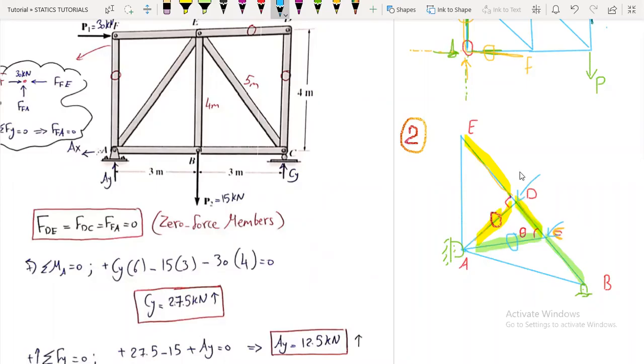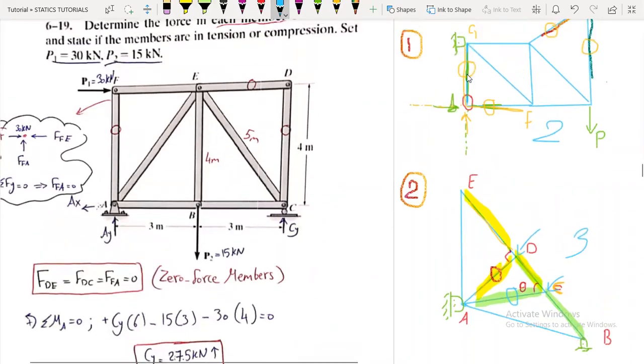So here we have two members. Here we have three members. Here both of them are non-collinear. Here two of them are collinear, and the third one will be 0. Here both of them are zeros. And in both cases, we should not have any external force or reaction at the joint.